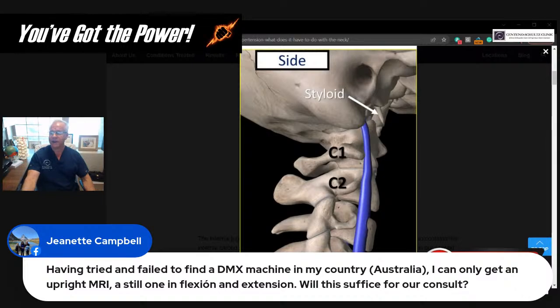Jeanette, having tried and failed to find a DMX machine in my country, Australia, I can only get an upright MRI and still one in flexion extension. Jeanette, we do have a protocol for you to try to get a C1, C2 overhang measurement. So if you reach out to Carla in my office, she can provide you that protocol. And that protocol is not perfect, but it will give us at least some information about the side-to-side motion at C1, C2. And then, yes, certainly get what you can get, which would be a cervical flexion extension MRI, and happy to look at that.